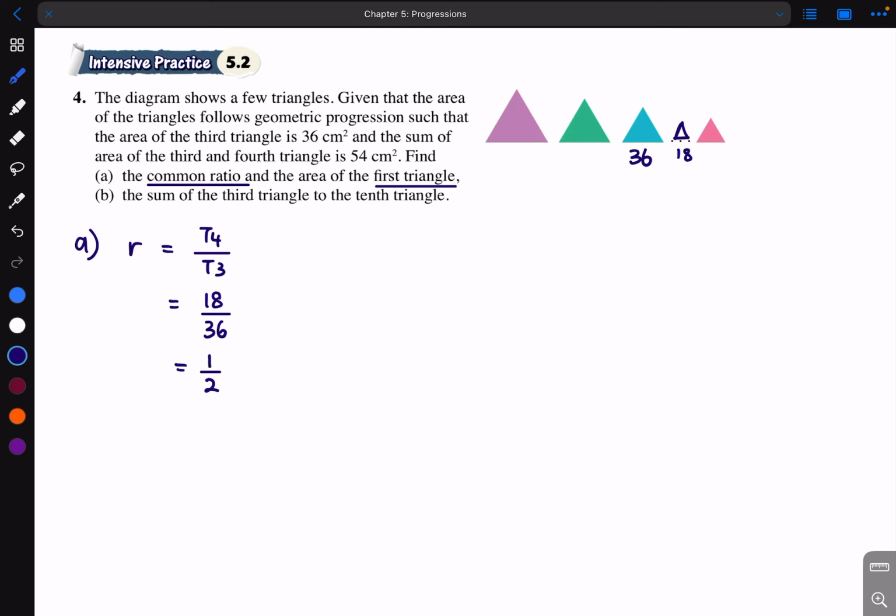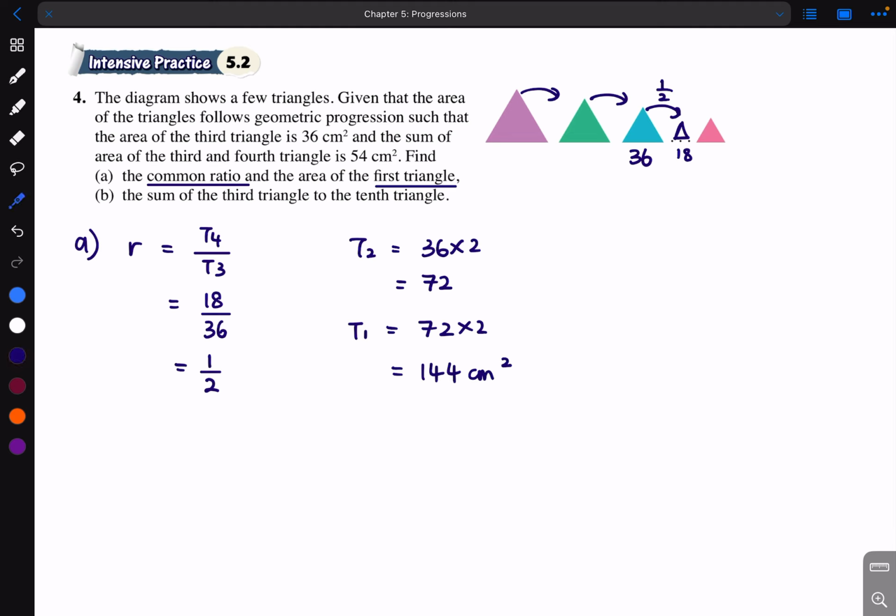Okay, next let's find A. So we know the ratio is becoming half, the areas are becoming half. So what we can do is we can work our way back. So 36 here will be double. So 36 times 2. Let me show you here. Okay, so T2 will be 36 times 2, which is 72. And T1 will be 72 times 2. So this will be 144 cm square.